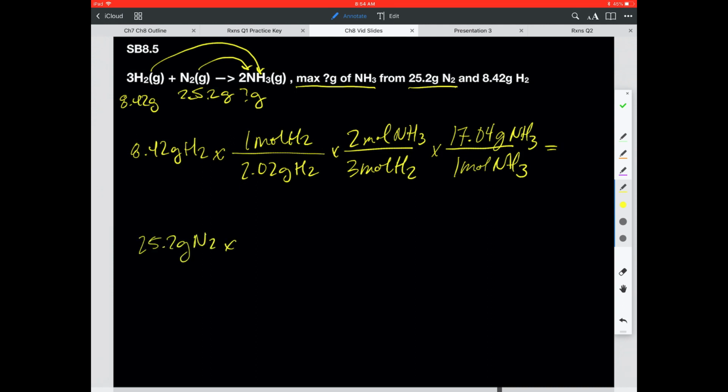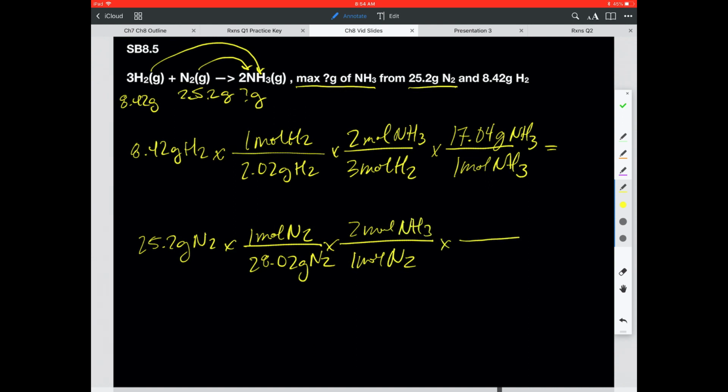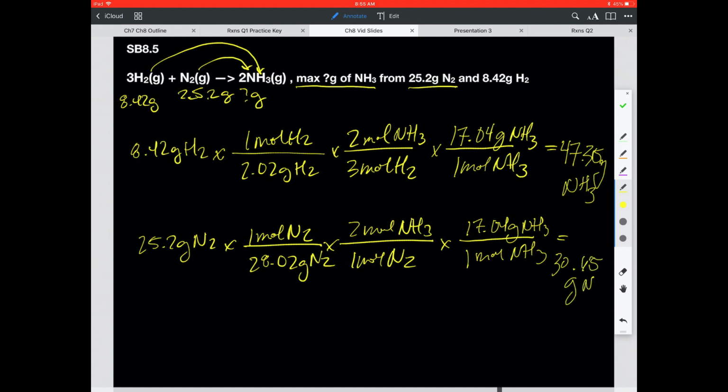And let's go ahead and put the work out here for this next one, right? 25.2 grams of N2, same principle, we'll use molar mass. For every 1 mole of N2, we could produce 2 moles of NH3, and then for every 1 mole of NH3, there are 17.04 grams of NH3. Okay, so that's all the work we would have to do, and we would find that from 8.42 grams of H2, we could produce a maximum of 47.35 grams of NH3, and from my N2 we could produce 30.65 grams of NH3.